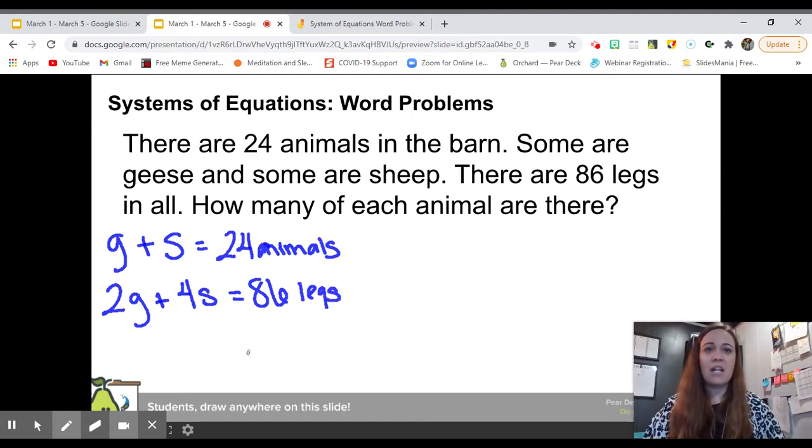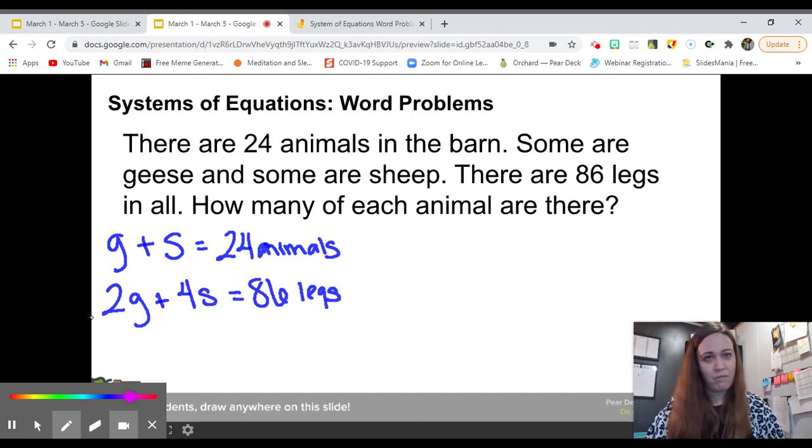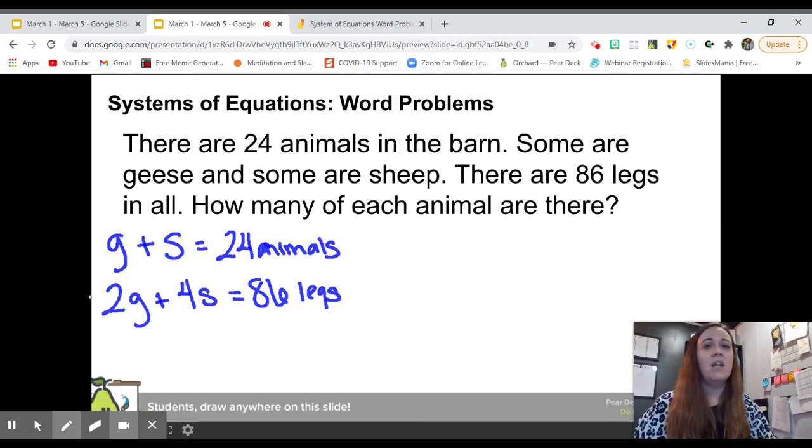Okay, so let's go ahead and use process of elimination again because I don't have an equation that solves for a variable or a variable that is isolated. And let's just go ahead and stick with eliminating the first one. Again, if you wanted to eliminate the sheep, you're more than welcome to.